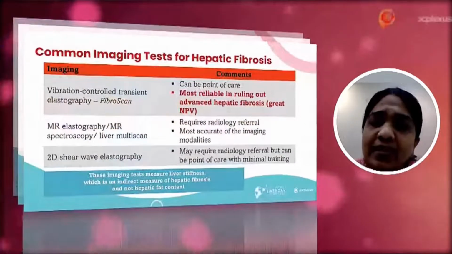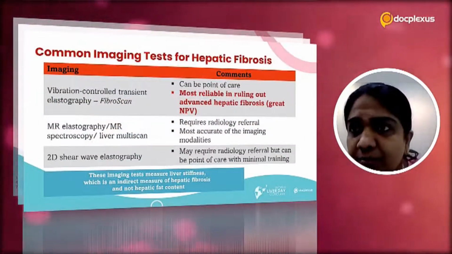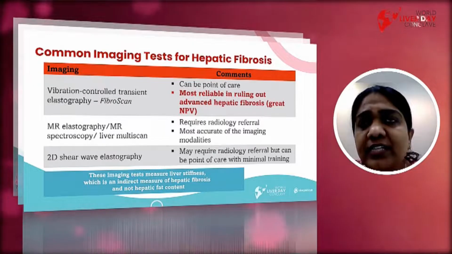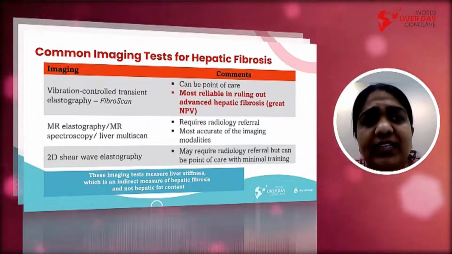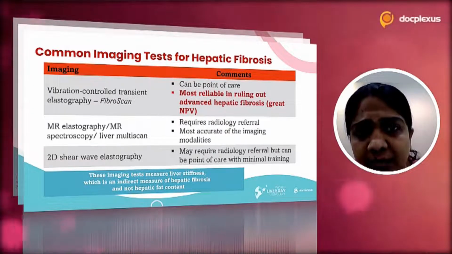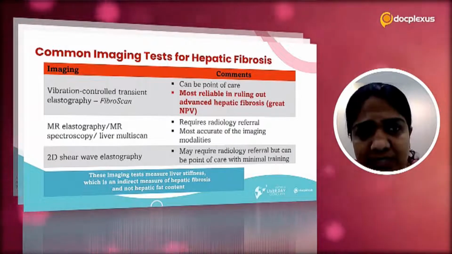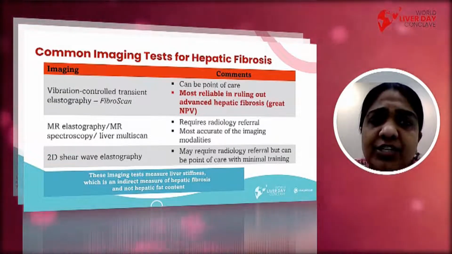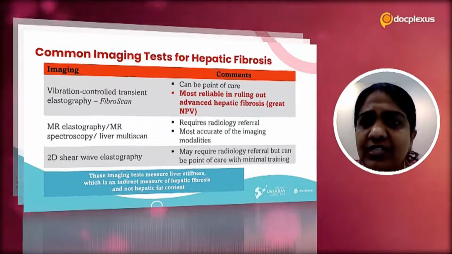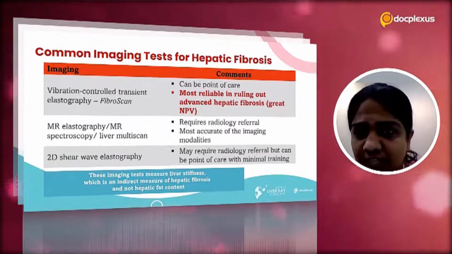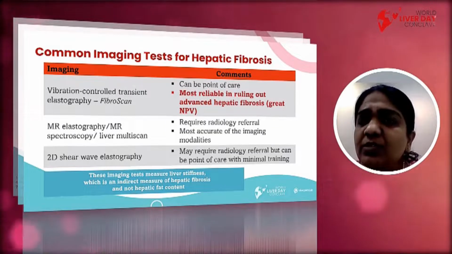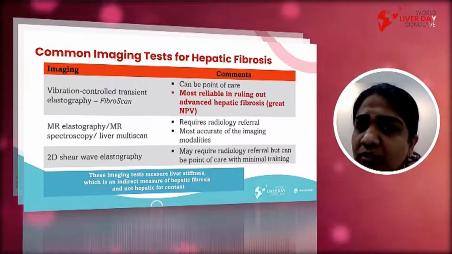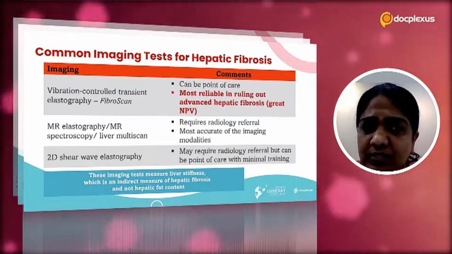So, if ultrasound cannot give us the complete information, and cannot grade the various stages of the disease, then there are various other imaging tests which can help us with this. At present, FibroScan, which is nothing but a vibration-controlled transient elastography, is considered the standard of care. It is most reliable, especially in ruling out advanced hepatic fibrosis.